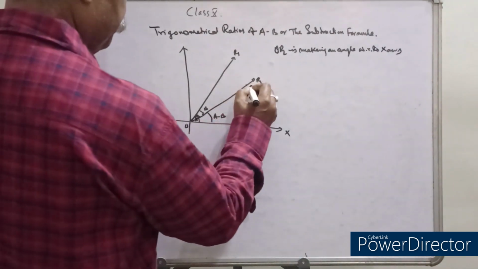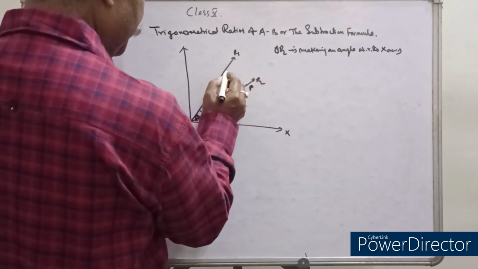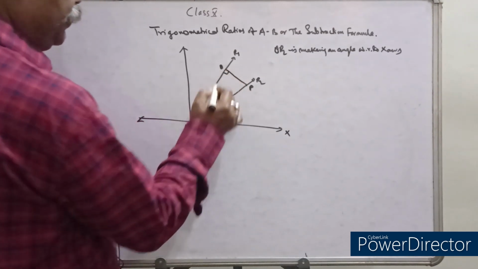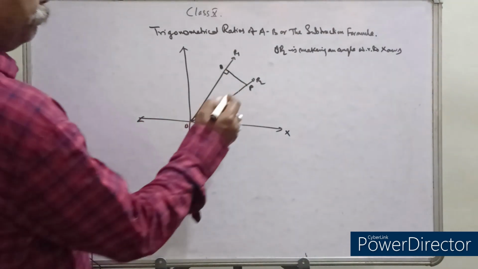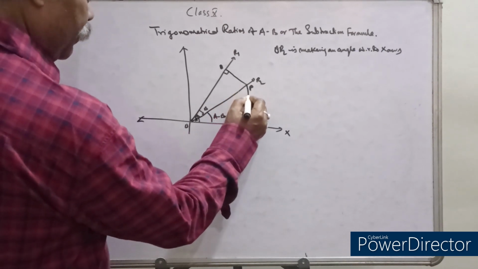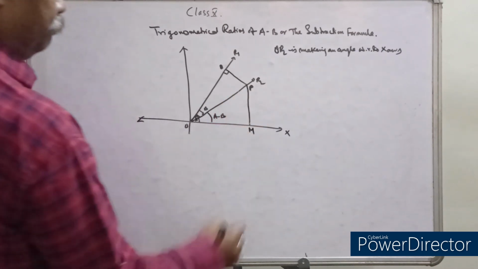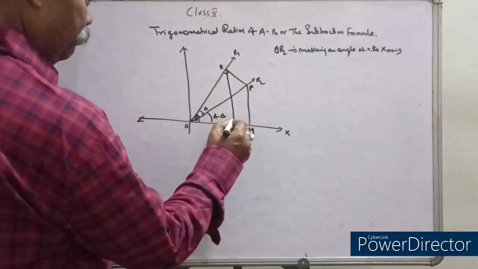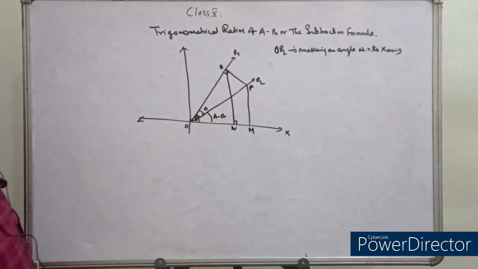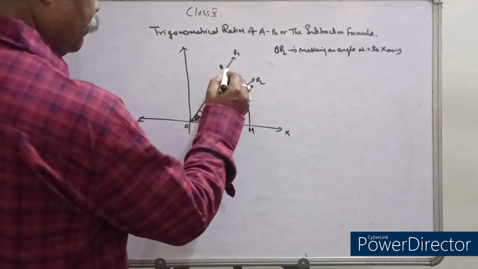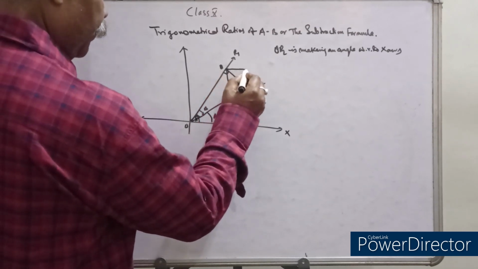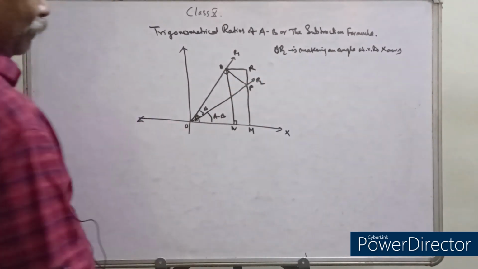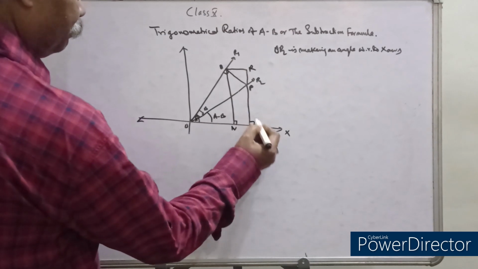So now we consider a point P here. From this point P, we draw a perpendicular on OR1. Let this be Q. And from P, we draw another perpendicular to OX. Let this be M. And from Q, we draw a line perpendicular to OX, that is N. Now QR is produced and PM is produced, which intersect at R. So ultimately this forms a rectangle.